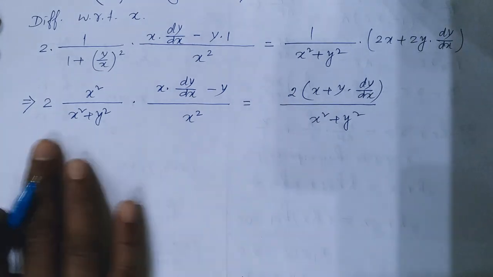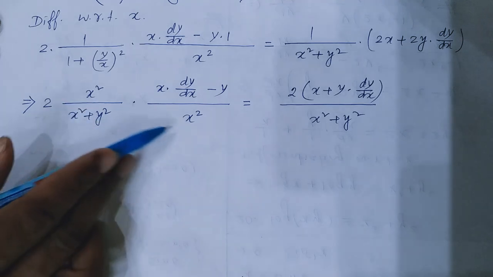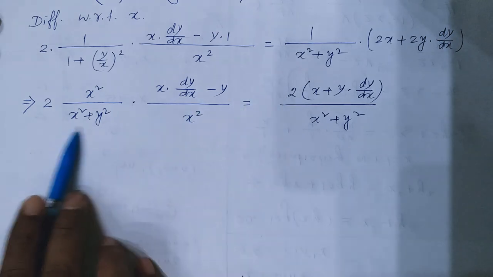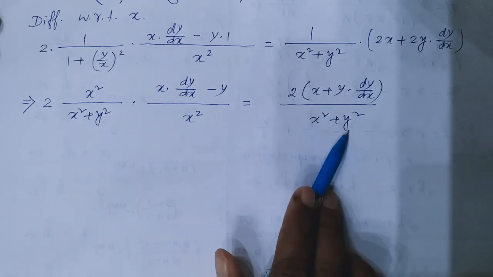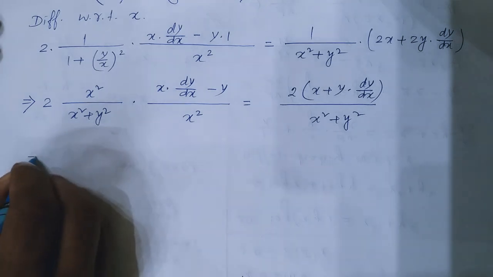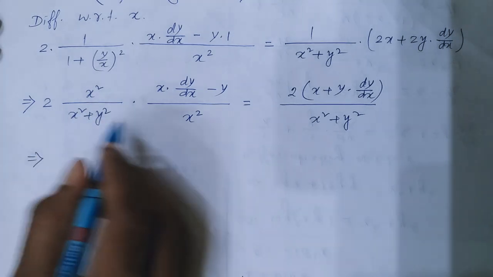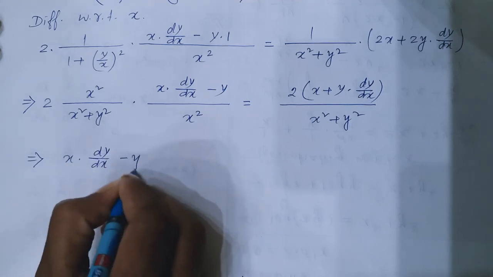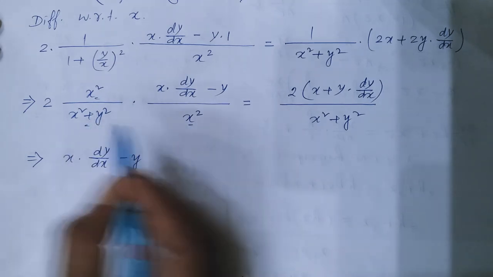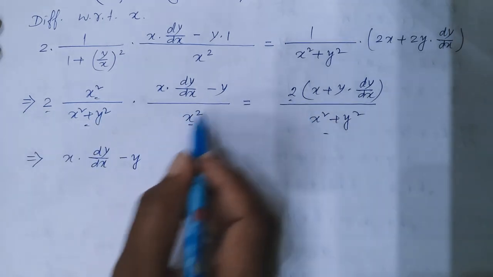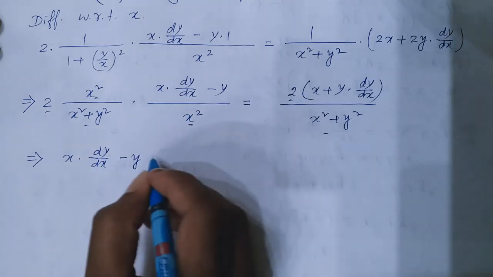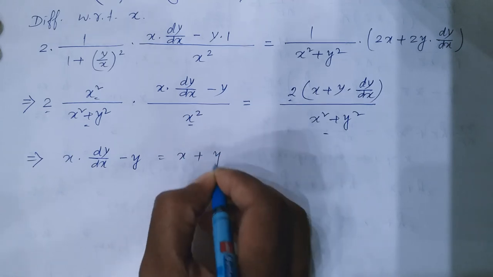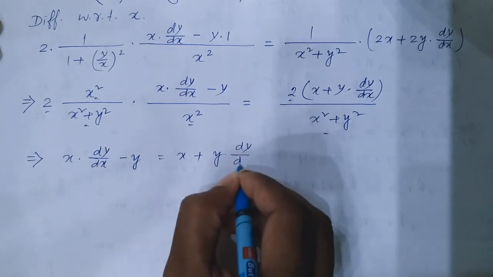Now you see, cancel the common terms from both sides. x square is cancelled. Then this 2 and that 2 will cancel. x square plus y square from the left hand side and the right hand side is cancelled. So the term remaining is x into dy/dx minus y. All the terms are cancelled. This term is cancelled, this term is cancelled, and 2 is cancelled. So the remaining term is only x dy/dx minus y is equal to, on the right hand side, the term remaining is only x plus y into dy/dx.